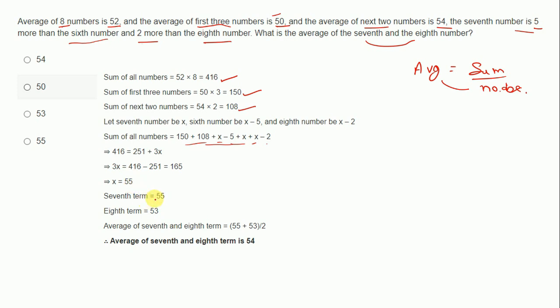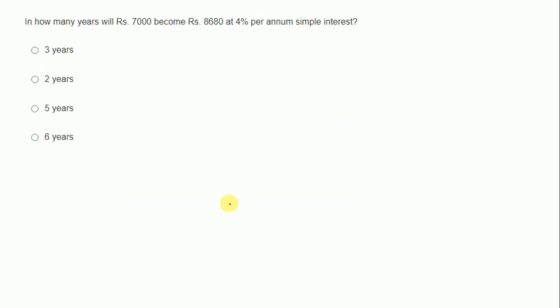Now the 7th term will be equal to 55, because we let the 7th term be equal to x. The 8th term will be x minus 2, that is 53. Now we have to find the average of the 7th and 8th, and we have the 7th number and the 8th number. So we can simply find the average by adding both of them and dividing by 2, and the answer will be 54. Option A is correct.